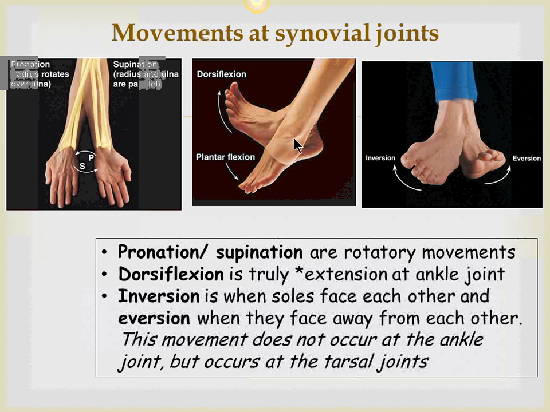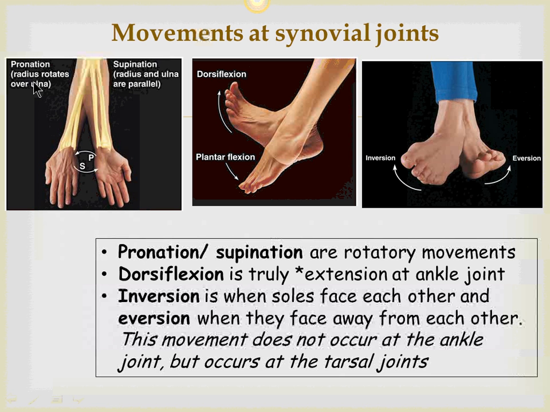So here are some other movements which take place at specific areas, so they're not seen in all joints. One is a movement which occurs in the forearm, the movement of pronation and supination. Pronation is a rotatory movement where the radius moves over the ulna and your palm faces down. You can see where the radius here has moved over the ulna and the palm is facing down. So the forearm bones are one over the other. Can you see that? That is pronation.